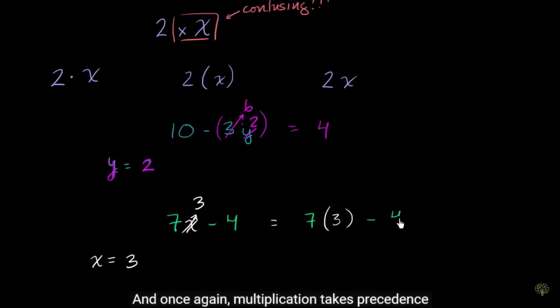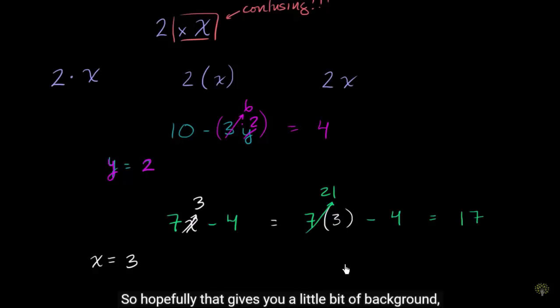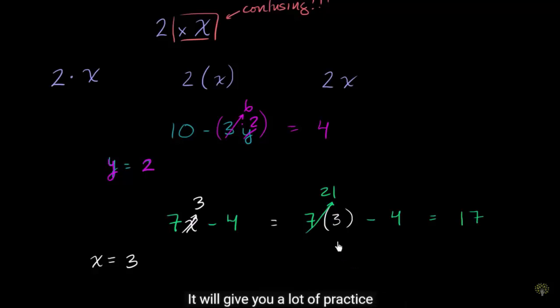And once again, multiplication takes precedence by order of operations over addition or subtraction. So we want to do the multiplying first. 7 times 3 is 21. 21 minus 4 is equal to 17. So hopefully that gives you a little bit of background, and I really encourage you to try the next exercise. It'll give you a lot of practice on being able to evaluate expressions like this.